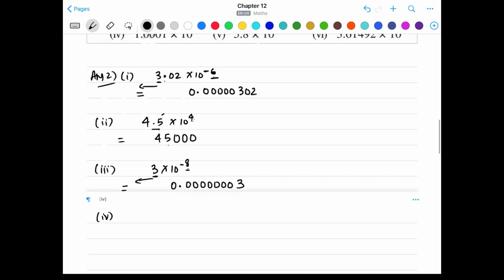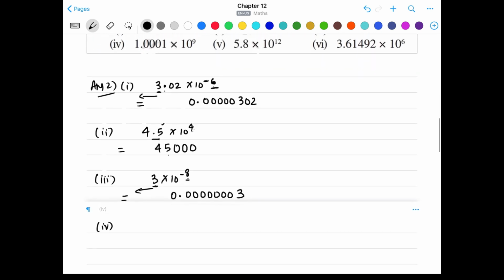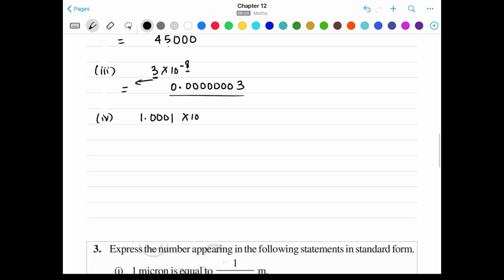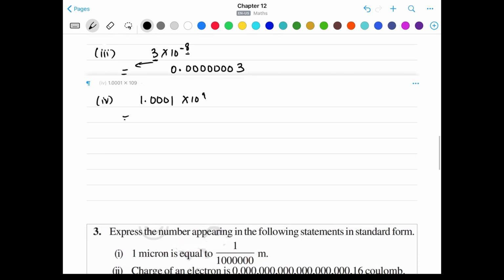Next one, part 4. We have 1.10001 into 10 raised to power 9. As I told, since the exponent here is a positive number, that is 10 raised to power 9, this number used to be a large number. So that means we are going to add the zeros toward the right hand side.